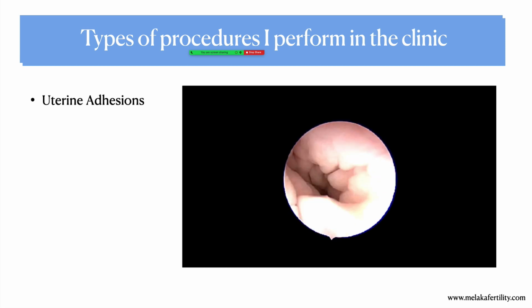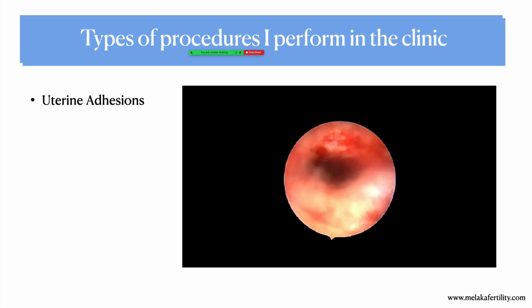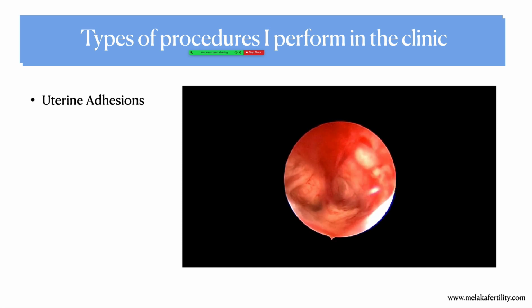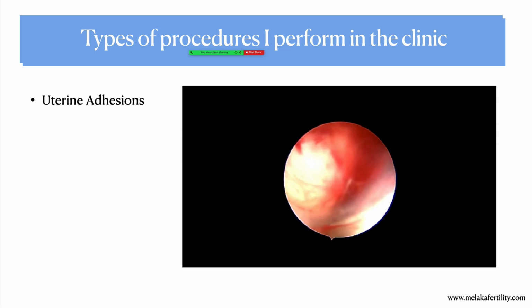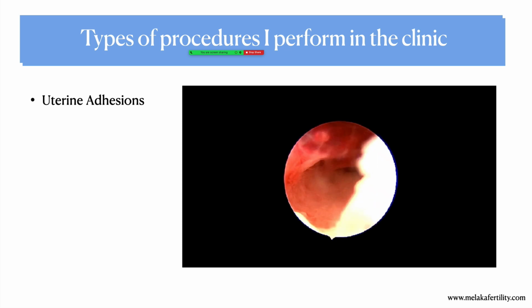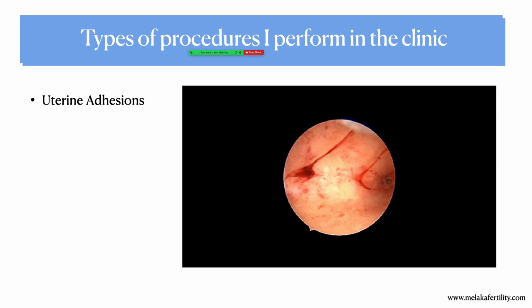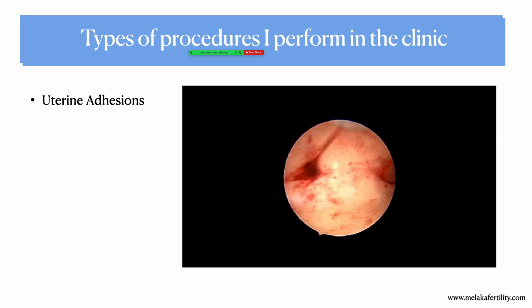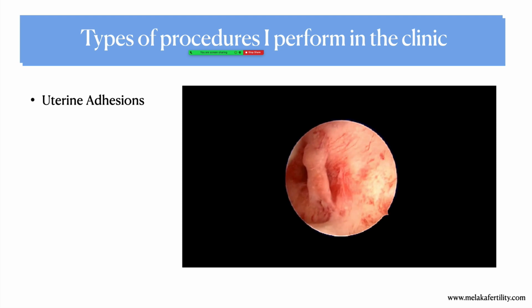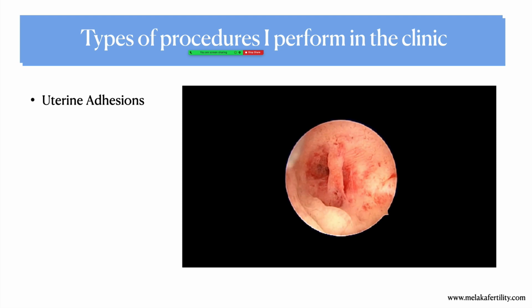Now, uterine adhesions. As a fertility specialist, I'm always looking for pathology in the uterine cavity, because if I'm going to do IVF, I want the endometrial cavity to be perfect for my embryo implantation. So we try to look for any lesions. These uterine adhesions can be a problem, but they may be very minor and still affect implantation. Here you can see the endometrial cavity looking quite normal, except for this small adhesion over the right tubal ostium.